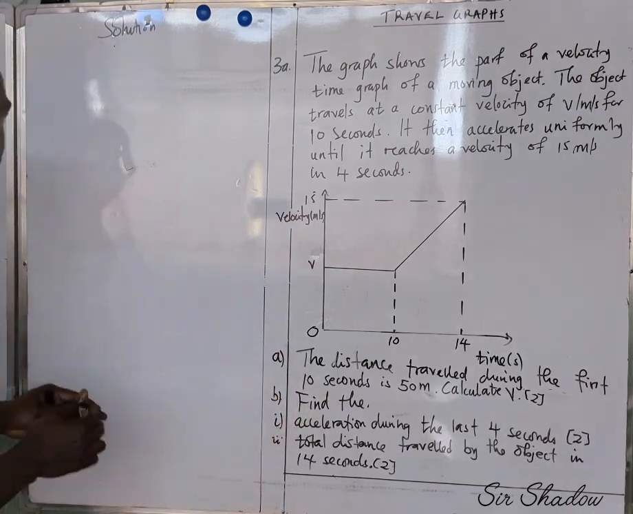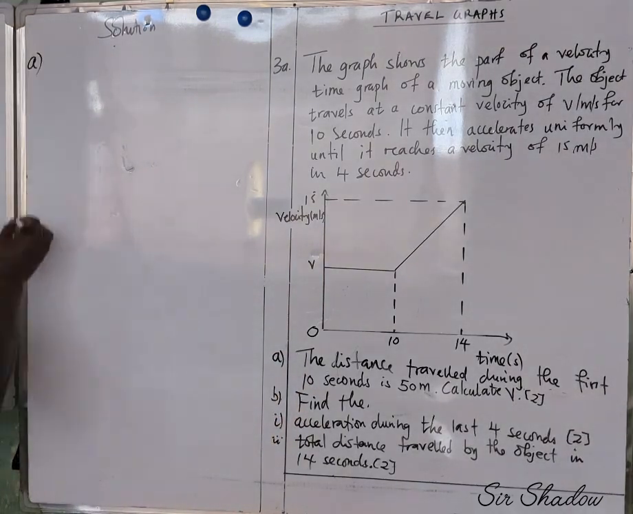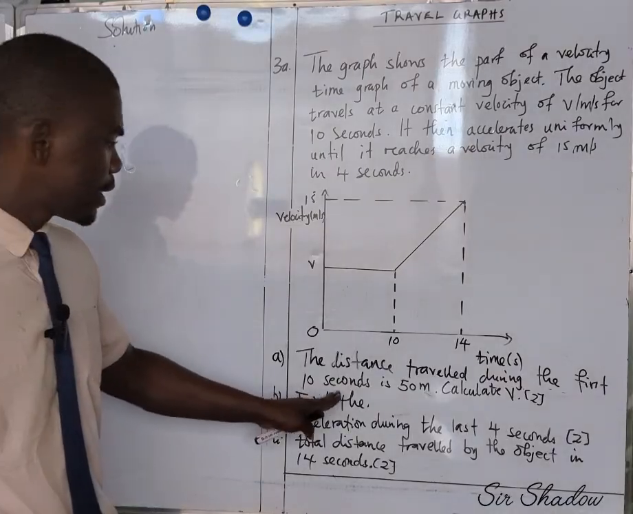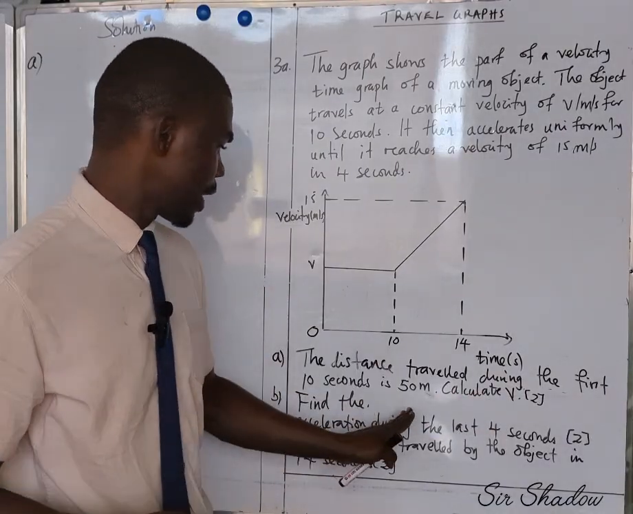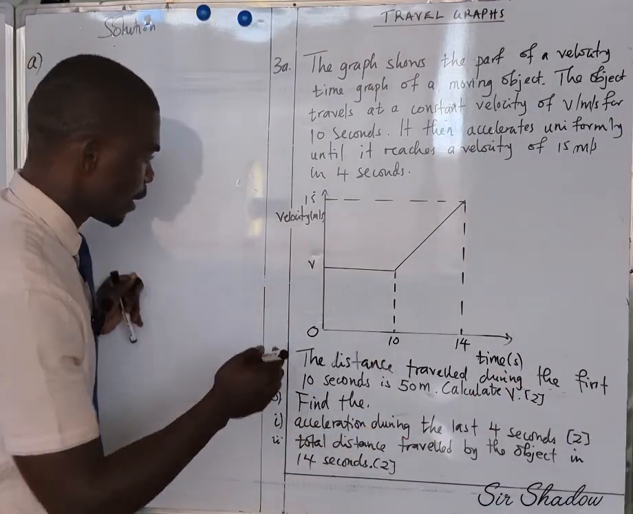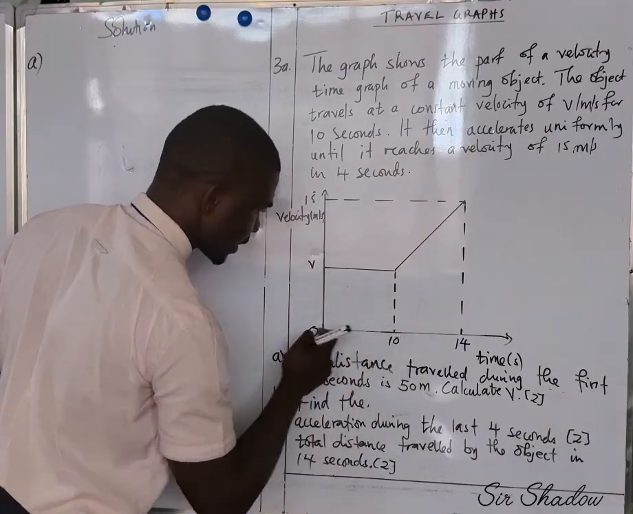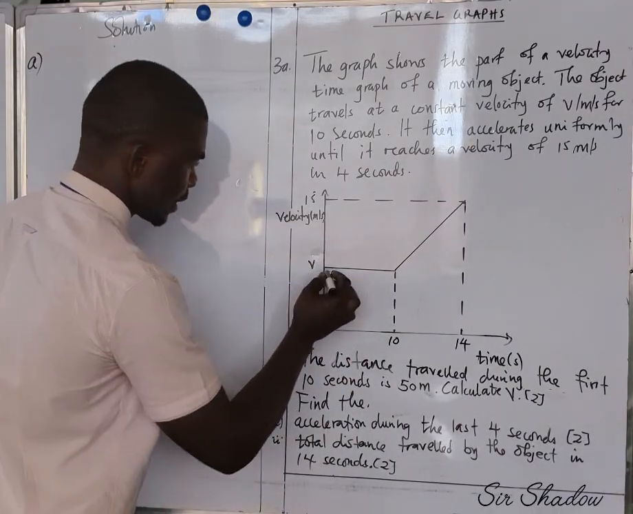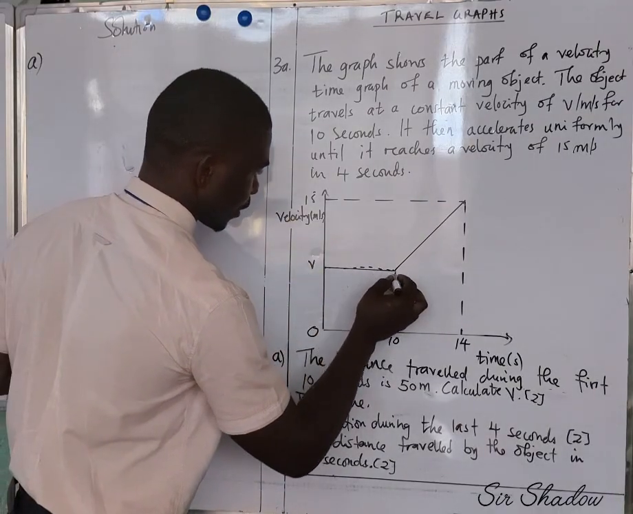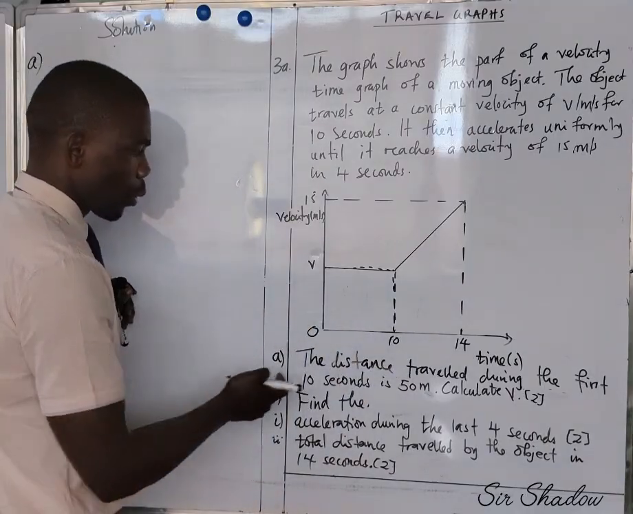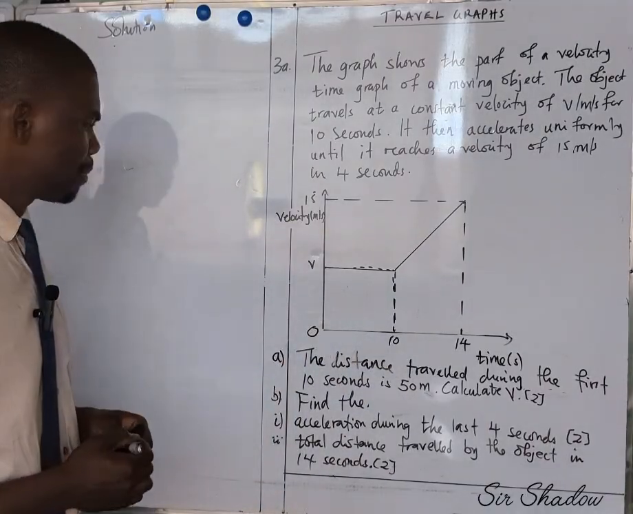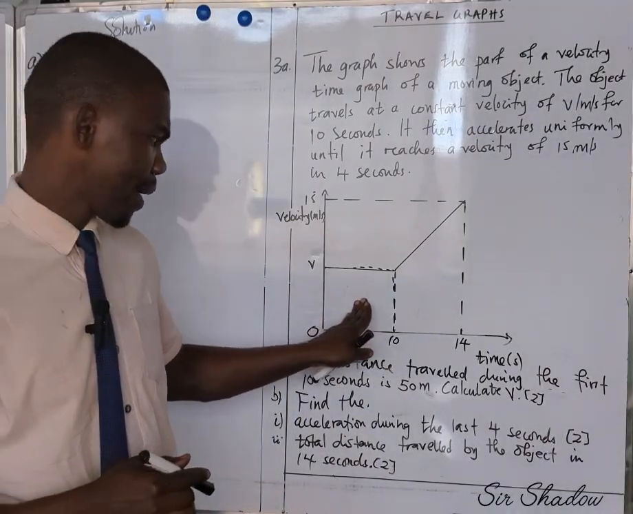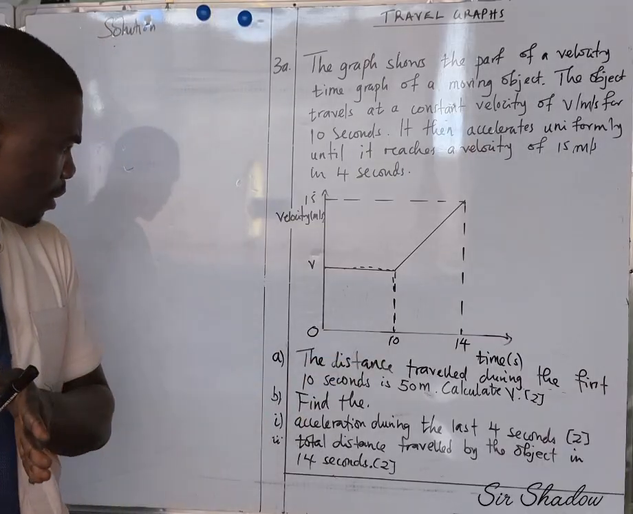Right. So for the first question, let's attempt the first question. You are given the distance traveled during the first 10 seconds, which is 50. Where is the 10 seconds? The 10 seconds is just here. That's the first 10 seconds. What's the name of this shape? It may sound like a square, and also like a rectangle.